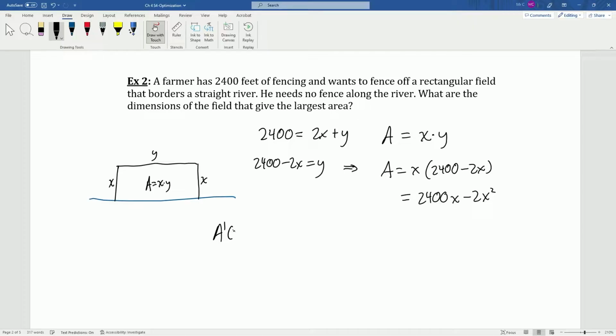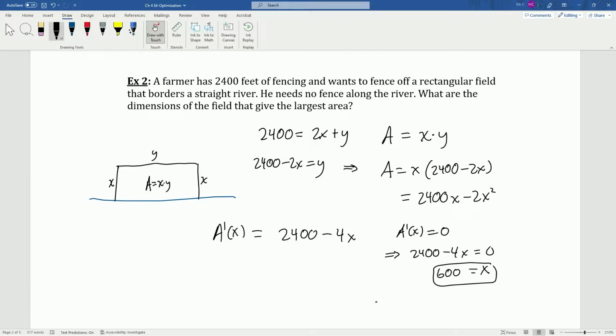So now, take the derivative. I find my critical numbers. So my derivative gives me 2,400 minus 4x. So this derivative is 0, which implies that 2,400 minus 4x equals 0. I move the 4x across, I divide by 4, and I get x equals 600. And if we plug that back into our constraint for y, that tells me y should equal 2,400 minus 1,200, which is 1,200.